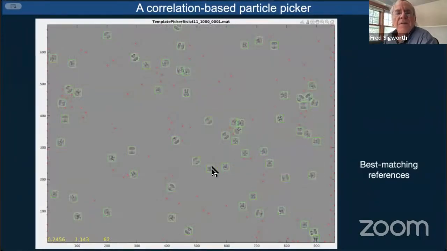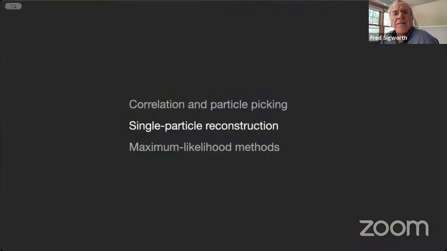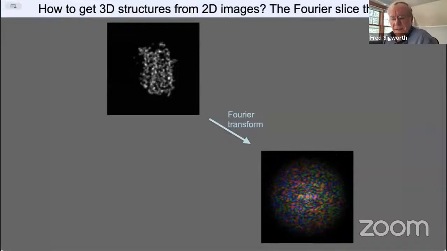You can, in principle, go back and ask, well, which of those references fit best at each of those locations. So that's an example of a simple particle picker, and it's done by this operation, correlation, which is really similar to convolution, and it's vastly accelerated by Fourier transforms. Okay, so let's go on to the single particle reconstruction issue.